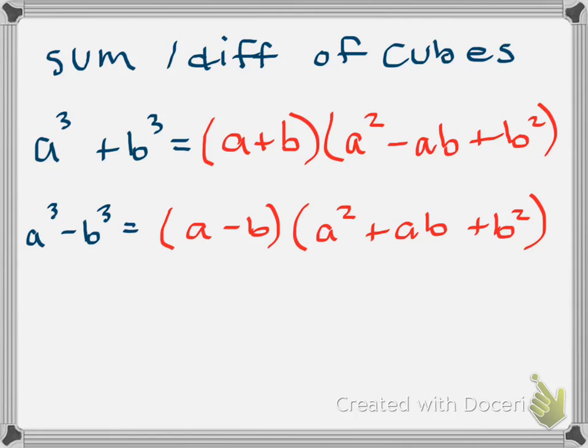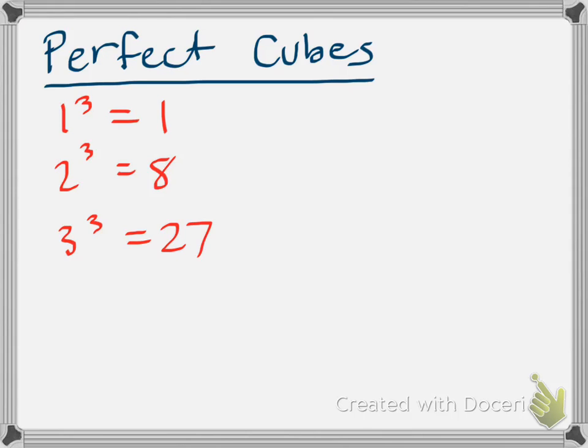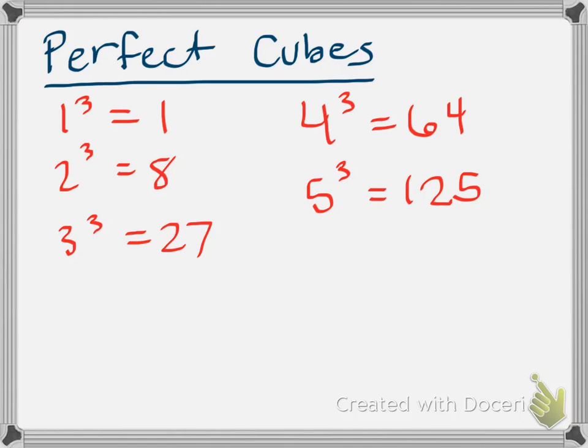So as long as you can identify a and b, it's just a matter of substituting it into the formula. Something I want to go over before we do these examples is our perfect cubes, and I'm only going to expect you to know up to 5. So 1 cubed is 1, 2 cubed is 8, 3 cubed is 27, 4 cubed is 64, and 5 cubed is 125. Obviously, you could always figure them out at any time, just like we know our perfect squares are 1, 4, 9, 16, 25. These are key values that should stick out to us because these are our perfect cubes.